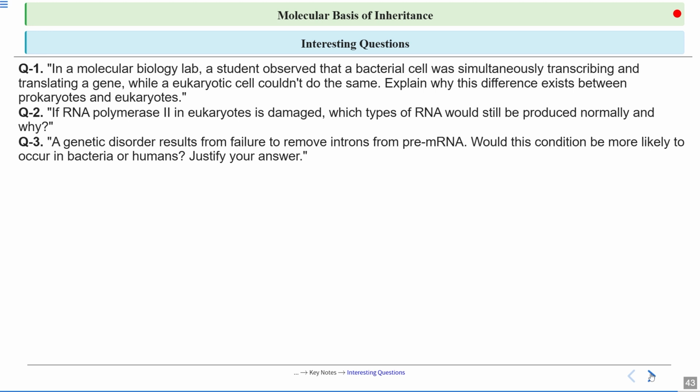Third, a genetic disorder results from failure to remove introns from pre-mRNA. Would this condition be more likely to occur in bacteria or humans? Justify your answer. A genetic disorder can result from failure to remove introns from pre-mRNA, because we know that through splicing we remove the introns. So would this condition be more likely to occur in bacteria or in humans? We know the splicing step occurs in prokaryotes or eukaryotes? So you can answer this also.